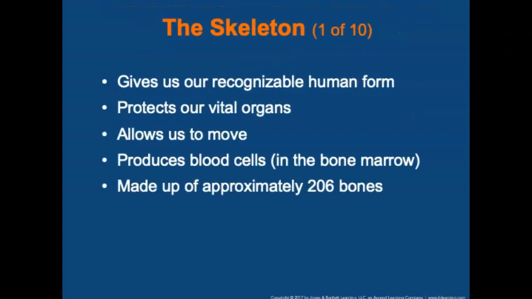The skeleton. Let's talk a little bit about the skeleton. The skeleton gives us a recognizable human form. It protects our vital internal organs and allows us to move. It's made up of approximately 206 bones, and the bones also produce blood cells within the bone marrow, and they serve as a reservoir for important minerals and electrolytes.